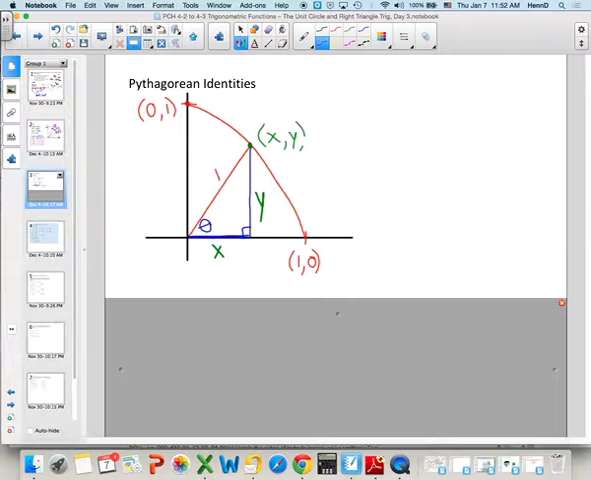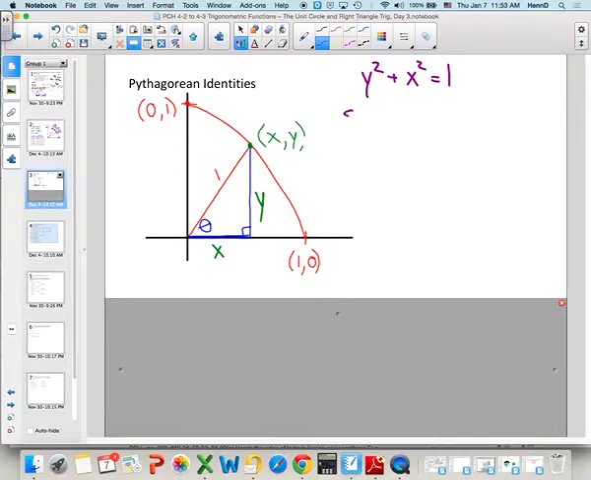So if I were to rewrite the Pythagorean theorem in terms of what I've got, I could say that y squared plus x squared is always going to equal 1. So on the unit circle, if you take the y coordinate squared plus the x coordinate squared, you'll always get 1 squared. Now, we know what y is in relation to our angle. What is y in relation to the angle? The sine of the angle.